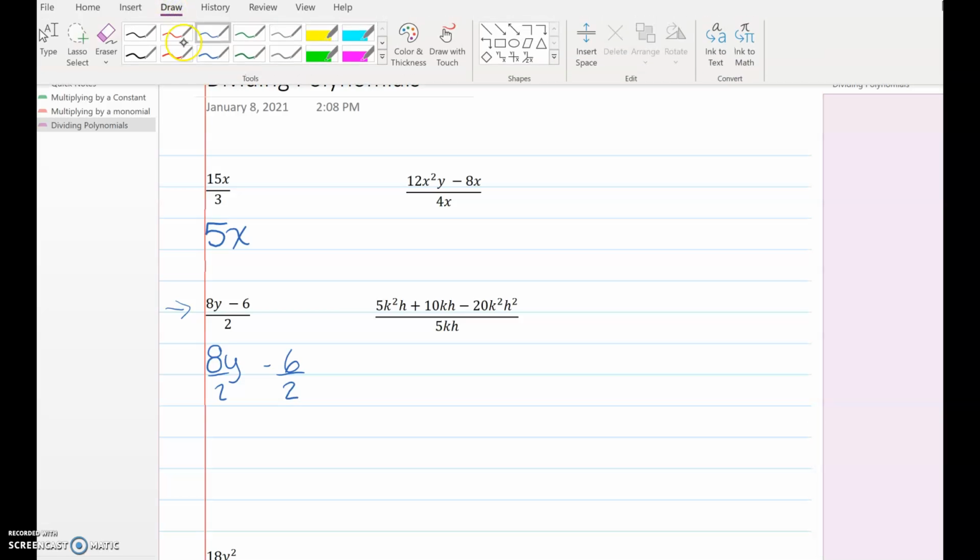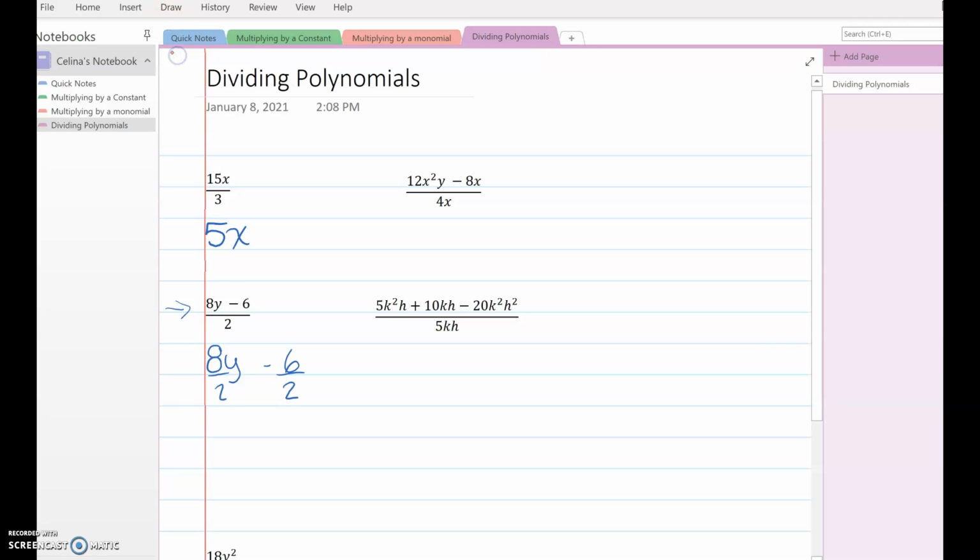If you're lazy, you don't want to do that second step, sometimes I just draw like this little heart. We go 8y divided by 2. So 2 goes into 8 4 times. We have that y left over, so we carry it down. And then next we have negative 6 divided by 2. So negative 6 divided by 2 is negative 3. So what we just did is we divided the first fraction and then the second for our final answer.